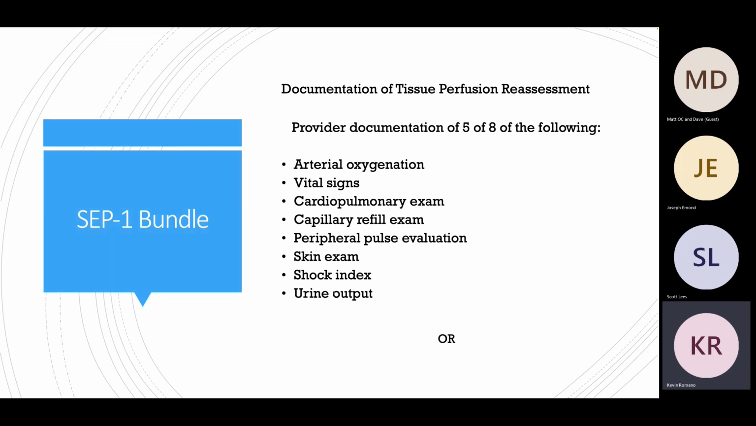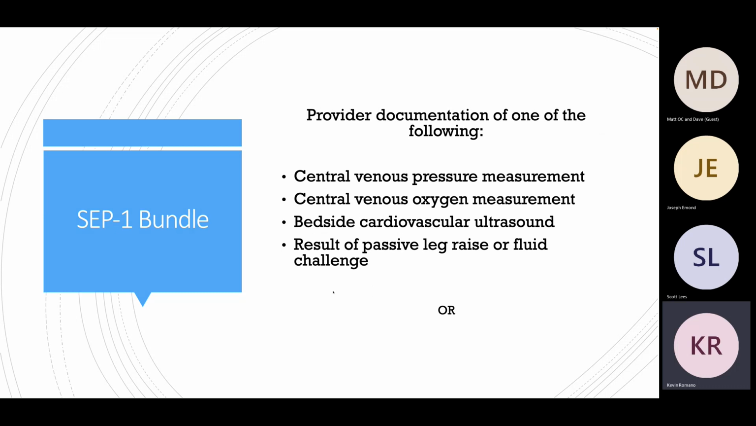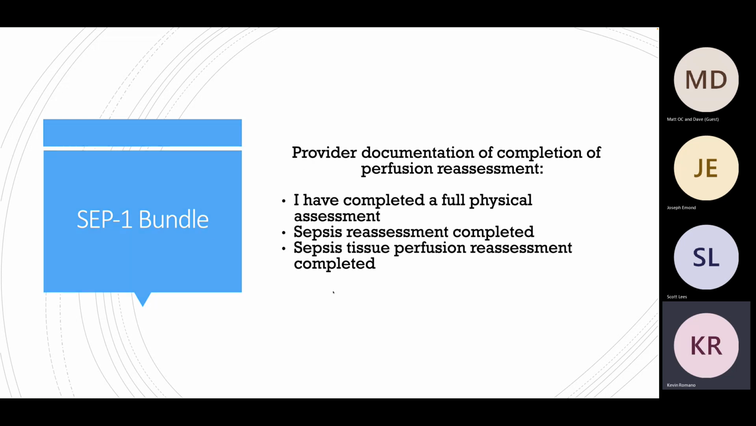And the shock index also is very important because we're talking about RSI as well. That's one of the things you need to figure out with RSI, is the shock index of the patient. Provider document, so obviously CVP or central venous oxygen measurement as well. Bedside cardiovascular ultrasounds and result in passive leg raise or fluid challenges as well. So anything we do for the patient. Provided documentation for completion of perfusion reassessment as well.